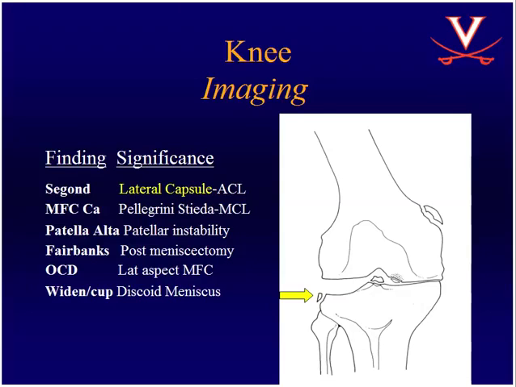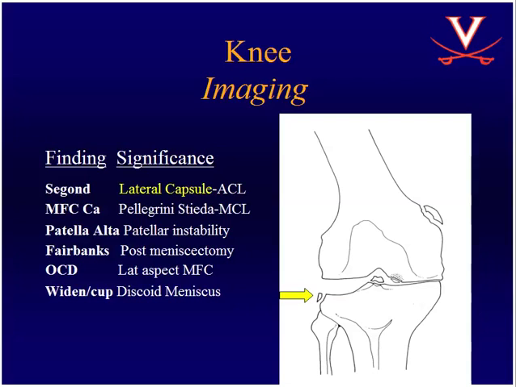How about imaging? We've had the very nice lecture by Tim Sanders about this. I want to go over a few key issues. That is the lateral capsular sign, Segond injury, highly associated with an ACL. Rarely do you see this, but when you do, you can be certain it's an ACL tear. Old calcification of the MCL, Pellegrini-Stieda. High riding patella can be associated with patellar instability. Low riding patella or patella baja associated with a stiff knee or arthrofibrosis.